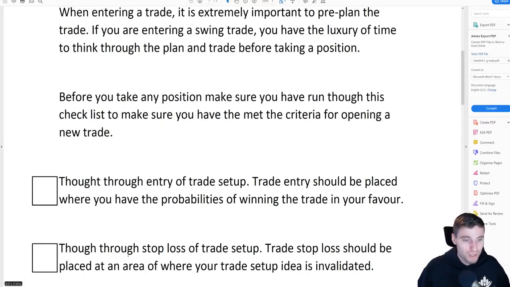Number 2, that you've thought through the stop loss of the trade. The stop loss should be placed at an area where your trade setup idea is invalidated, and this is just key. No trader in the world, zero traders, are going to win every single trade they take. Losing is a part of trading. You have to accept losses. They are normal in trading. Nobody's going to win every time. Nobody. So you have to realize that losses are normal.